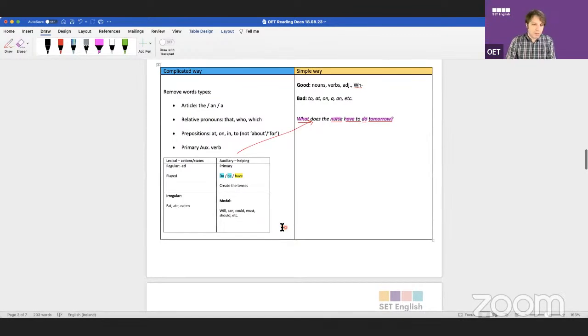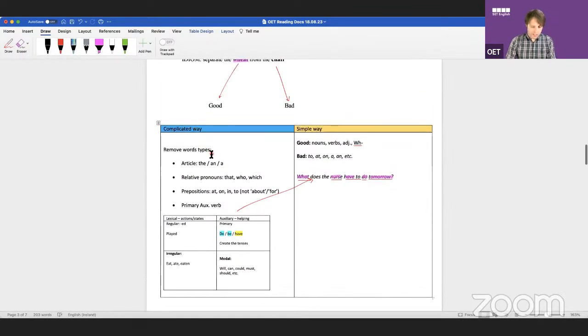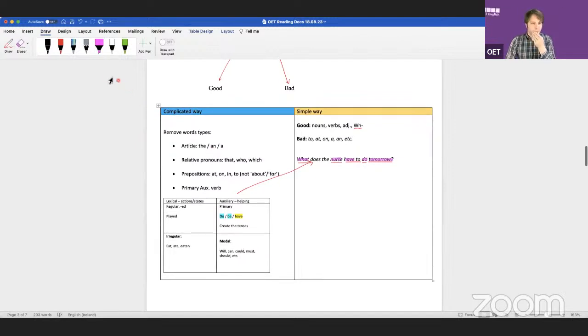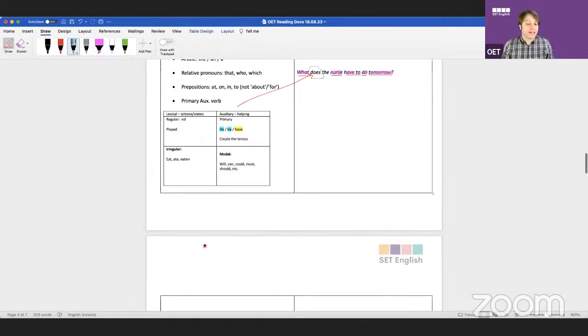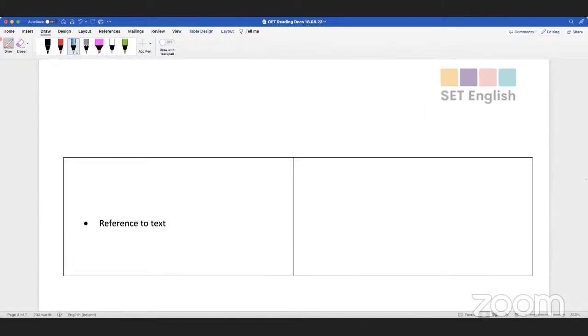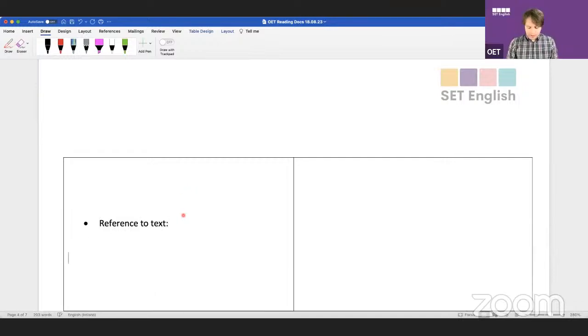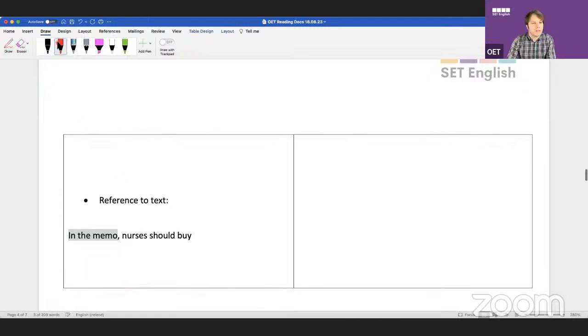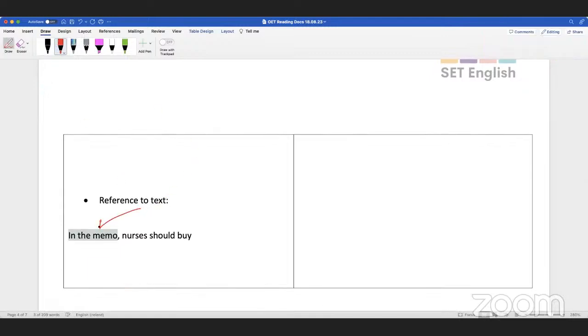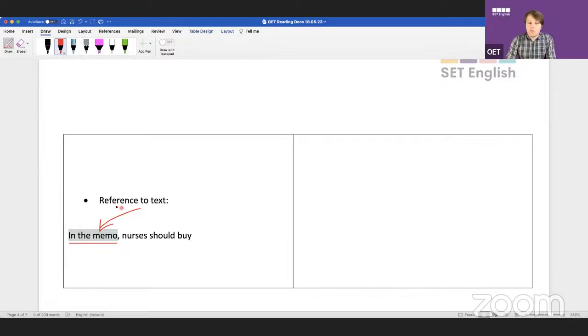Is there anything else we can remove? What else can we remove? Barak, she already said it. She said reference, like email, memo. So, for example, guys, if it says in the memo, right, nurses should try. Do I need that in my question, or can I remove it? No. We can remove it. You're saying no. We can usually remove a reference to the text.